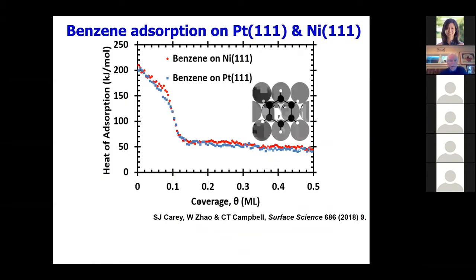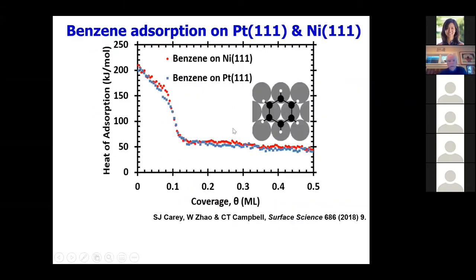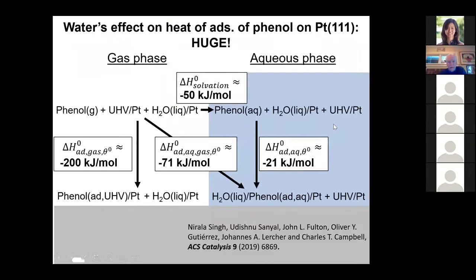I should point out that the calorimetry data for benzene on platinum and nickel is almost the same as the calorimetric data for phenol. And so the dominant binding of these two molecules is through the benzene ring interaction. It sits flat on the platinum or nickel surface and has a very strong adsorption, at least in the gas phase. And so let's compare the thermodynamics of the gas phase with the aqueous phase.